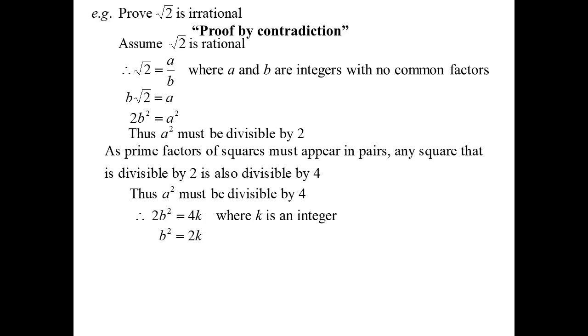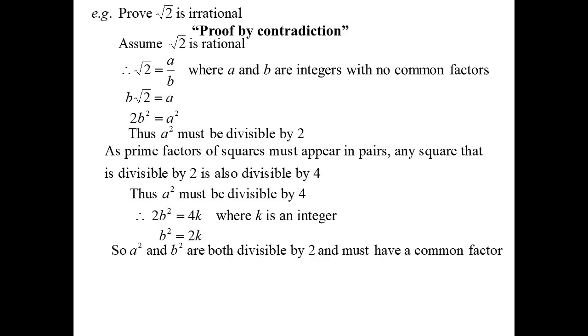So I could say 2b squared is equal to 4 times some integer, some number. So b squared is 2k. Well, that's now telling me b squared has a factor of 2. So both a squared and b squared are divisible by 2 and have a common factor.